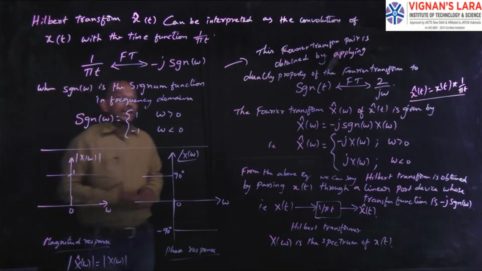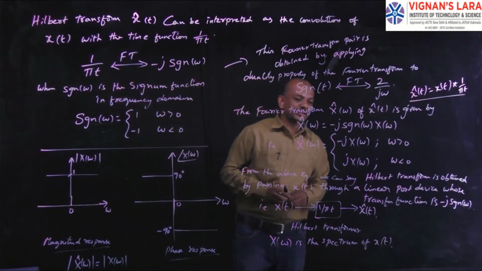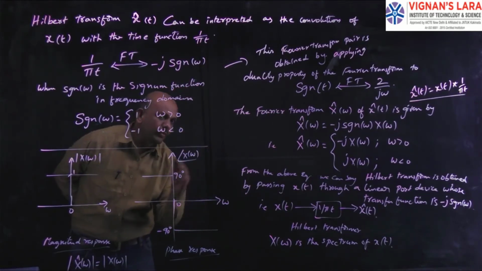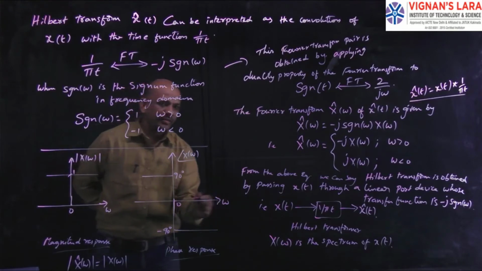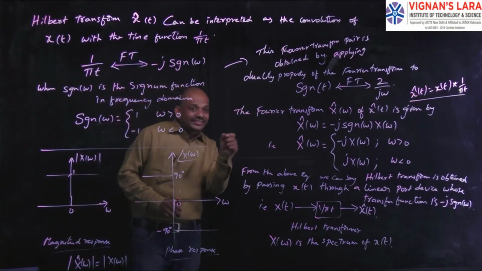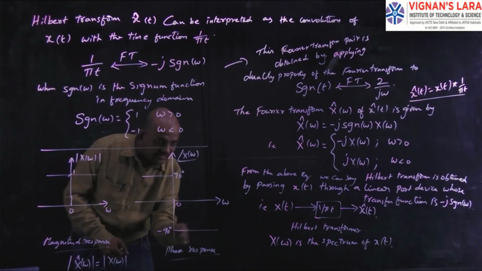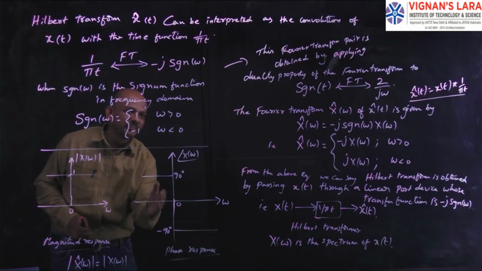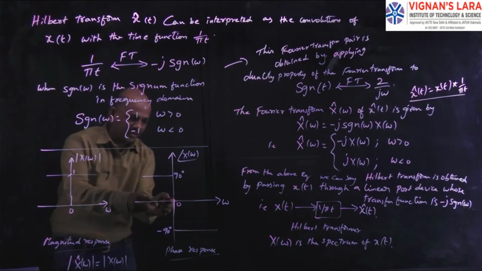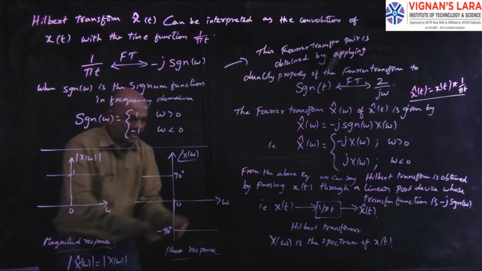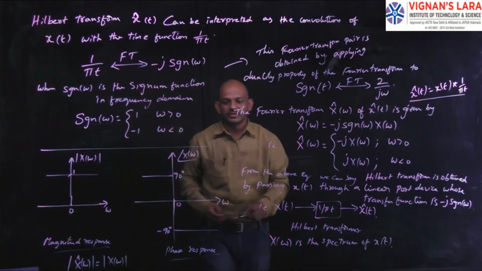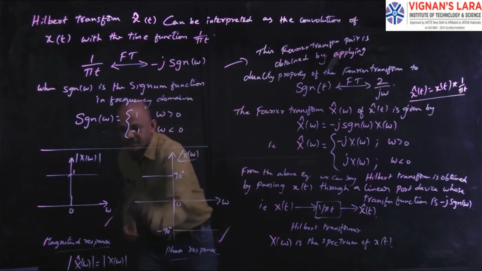That is fixed. Come to the phase response, the phase spectrum. In the phase spectrum, for a positive frequency spectral component, positive omega, there is a minus 90 degrees phase shift. And for negative frequency spectral components, we have a plus 90 degrees phase shift. Since for negative omega we have plus 90 degrees phase shift, and for positive omega we have minus 90 degrees phase shift, this is the representation of the phase response. In this way I can represent the phase response, and in this way the magnitude response.